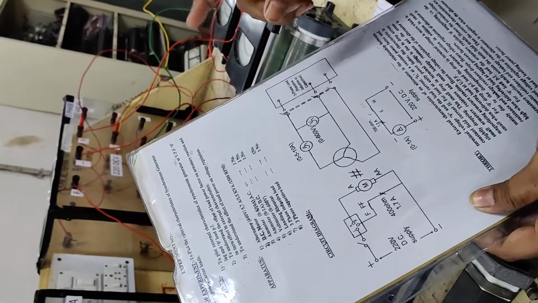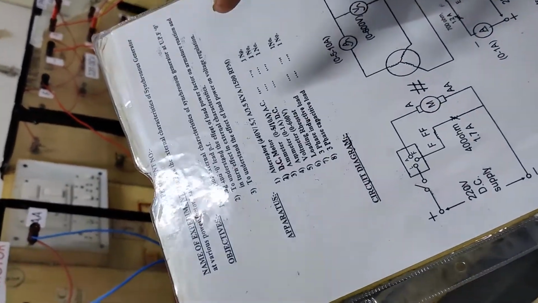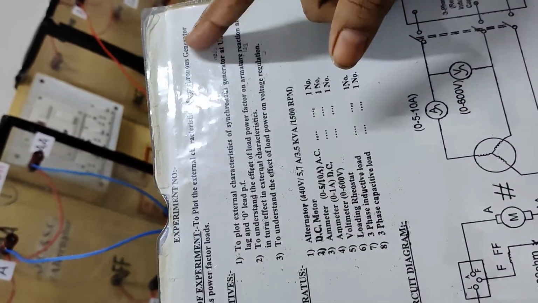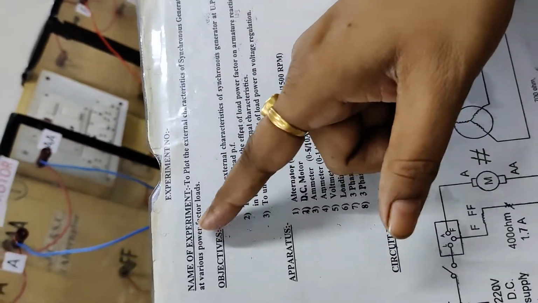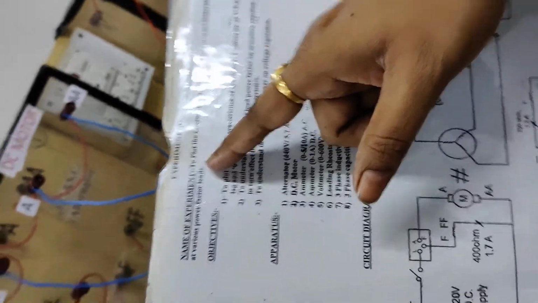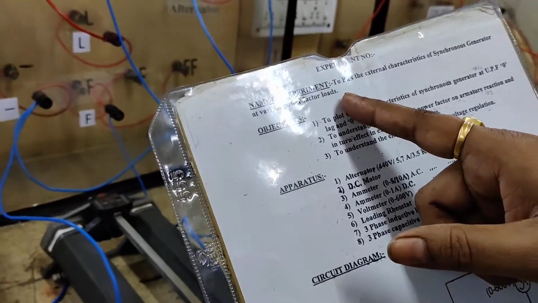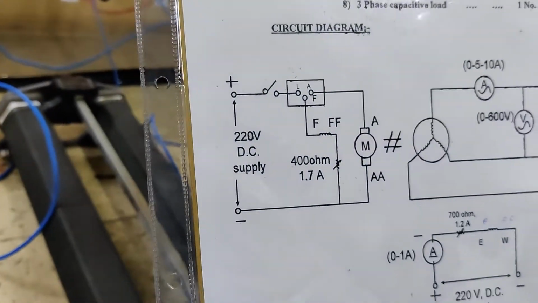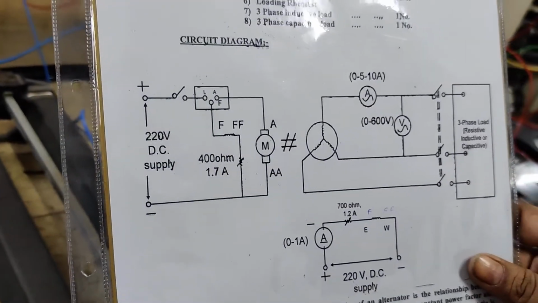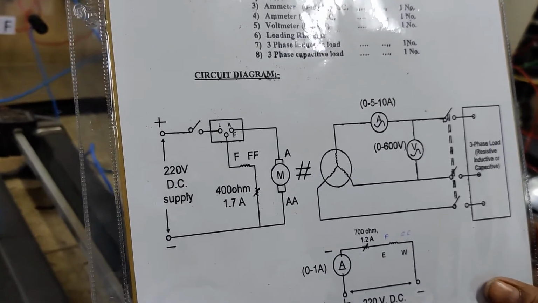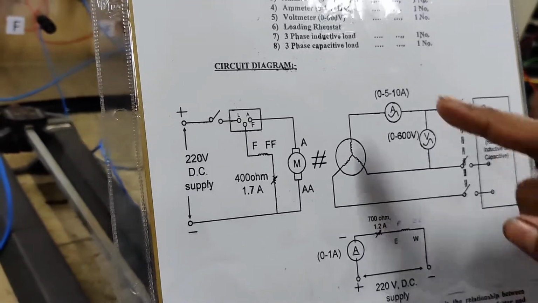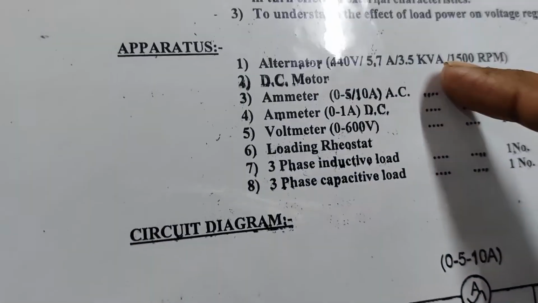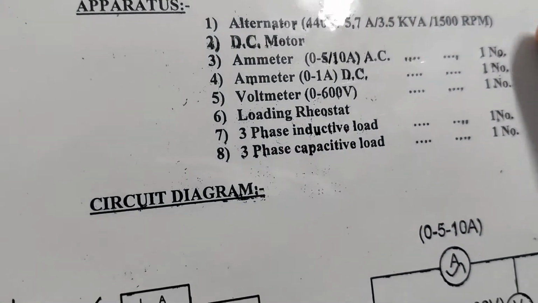Welcome students for another experiment, which is experiment number 3, and we are going to plot the external characteristics of a synchronous generator at various power factor loads, right? So basically we have already done the experiment on direct loading. The connections are absolutely the same as we have done in that experiment. Right now we are provided with a 440 volt, 5.7 ampere, 3.5 kVA, 1500 rpm alternator, right?